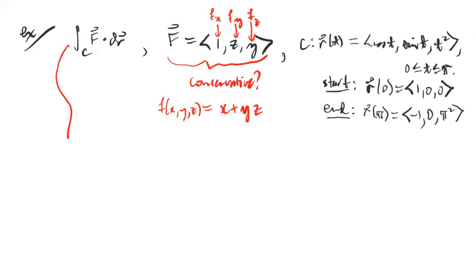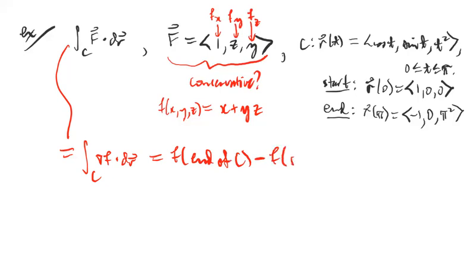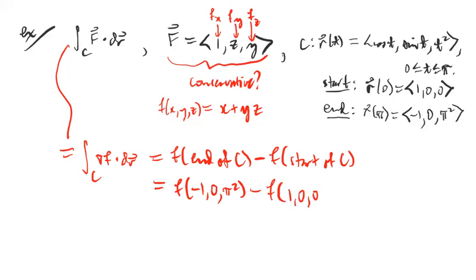So in other words, this thing is equal to the integral over C of the gradient of this potential dotted with dr, which is going to be little f of the end of C, minus little f of the start of C, which is f evaluated at, right, we already figured out what the end of C was. That was -1, 0, pi squared, minus little f evaluated at 1, 0, 0.